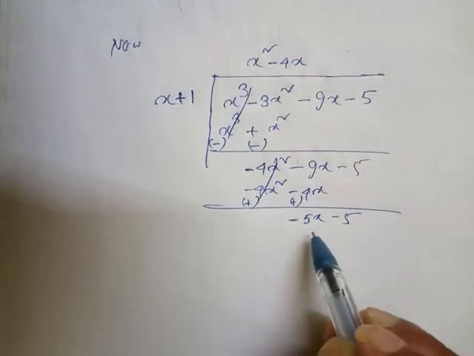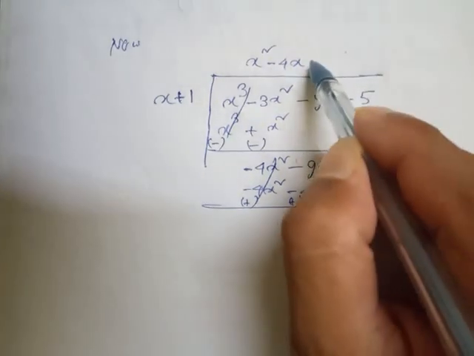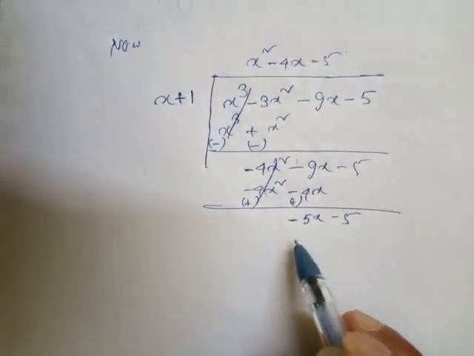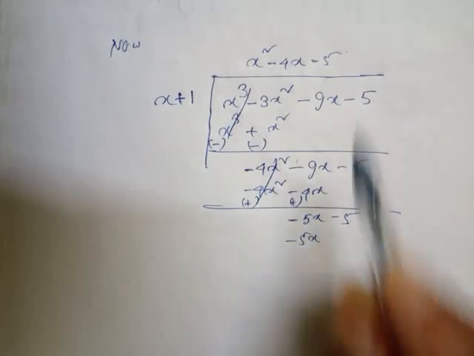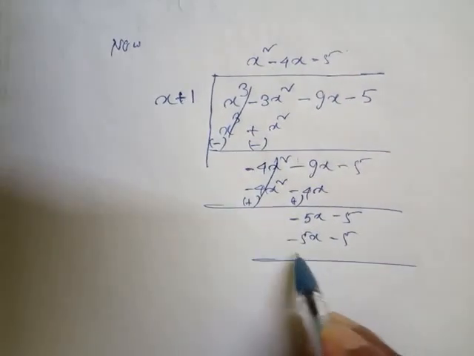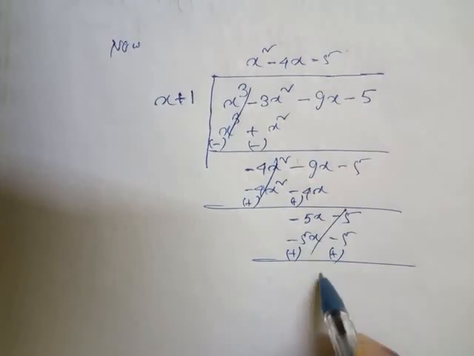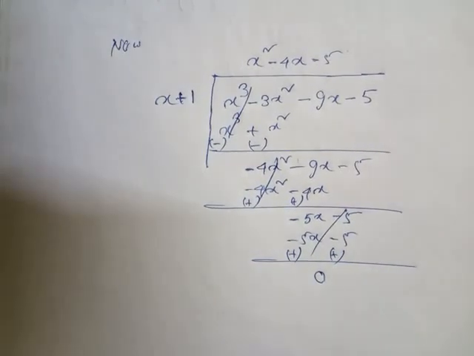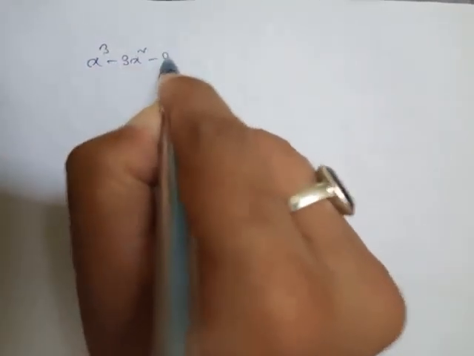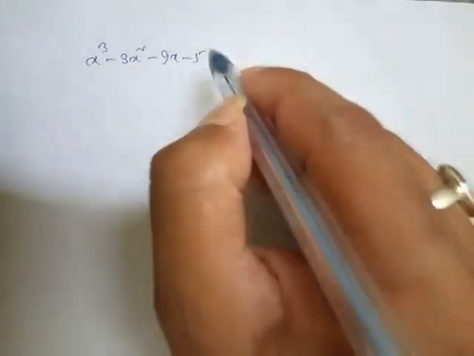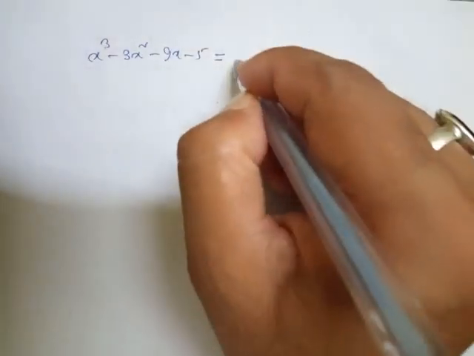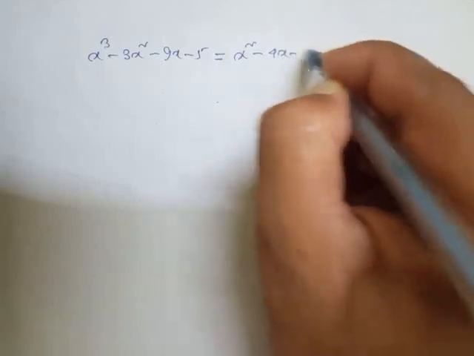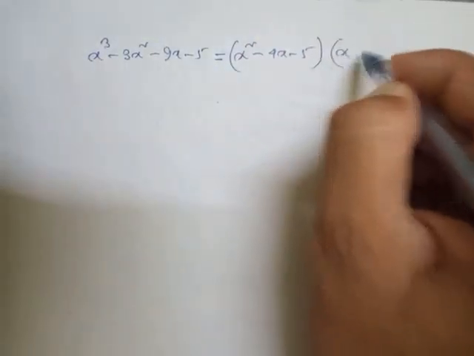Now look, after that minus 5x, so we'll put down here only minus 5. Minus 5 into x means minus 5x, and minus 5 into 1 is minus 5. So this is plus, plus cancel, 0. This is the long division. Now look, student, x cube minus 3x square minus 9x minus 5, after division, equals x square minus 4x minus 5 times x plus 1.